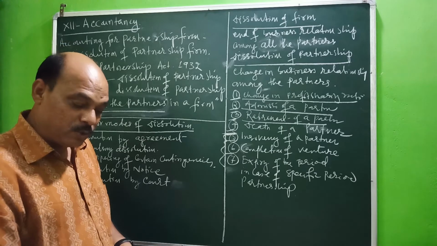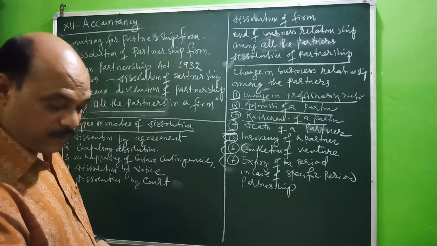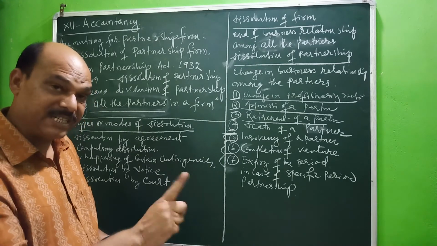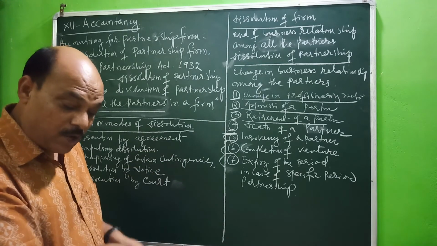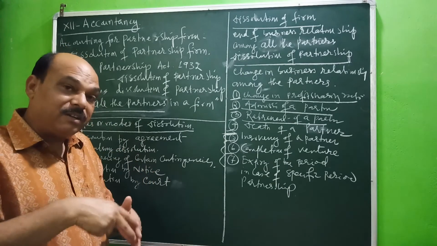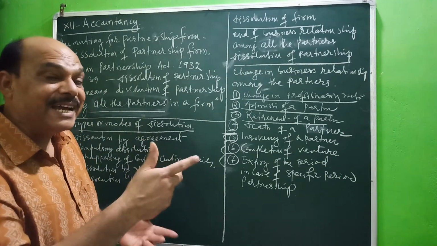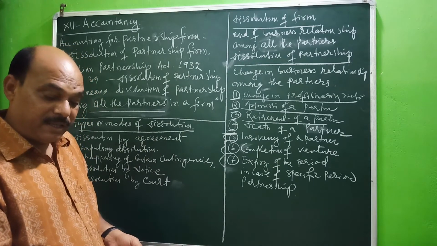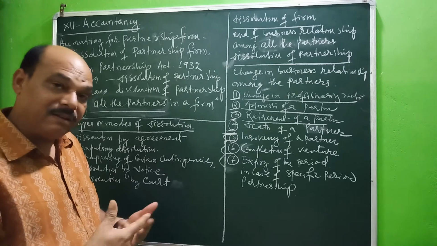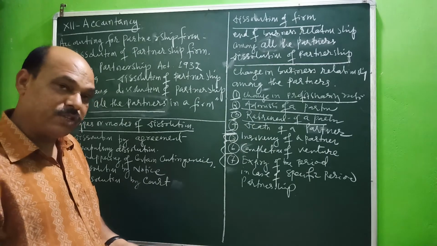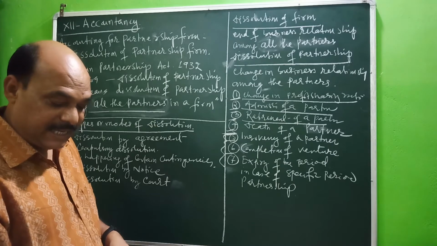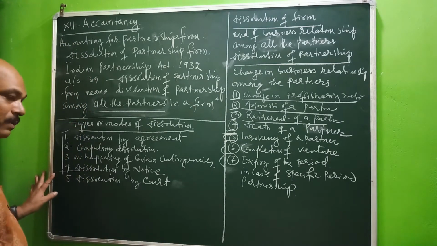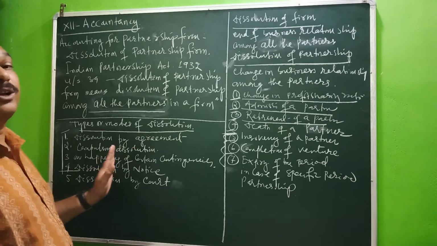Then dissolution by notice also. In case of partnership at will, the firm may be dissolved if any one of the partners gives a notice in writing to the other partner. If one partner gives a notice in writing to the other partner signifying his intention that we shall go for dissolution, then the partnership can be dissolved by notice. This is all up to point number 4, and the last one is dissolution by court.